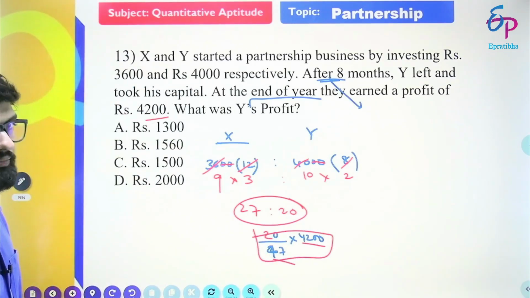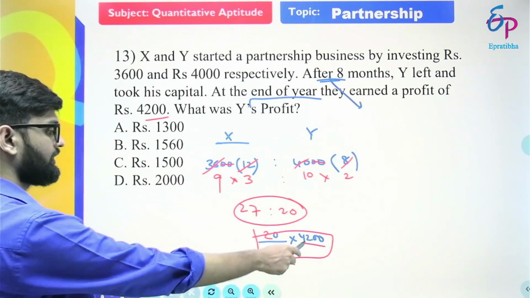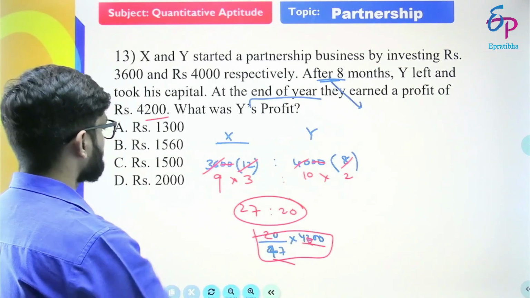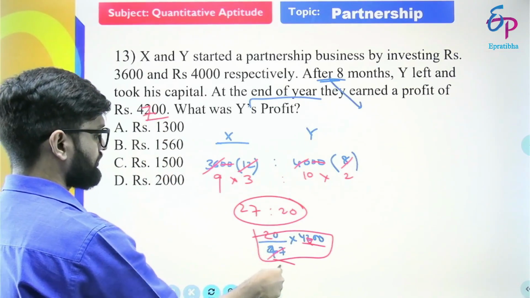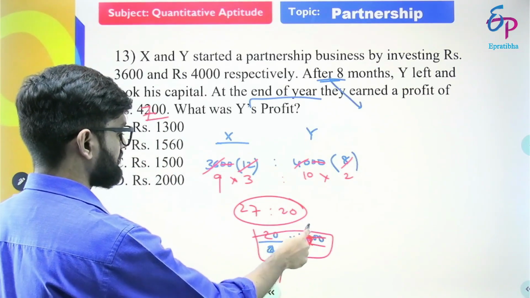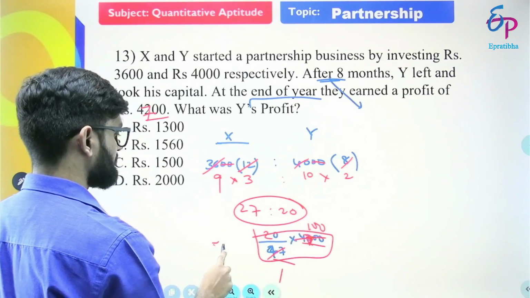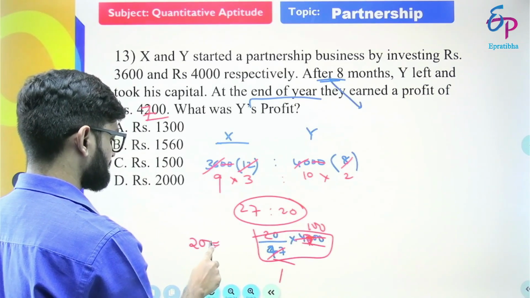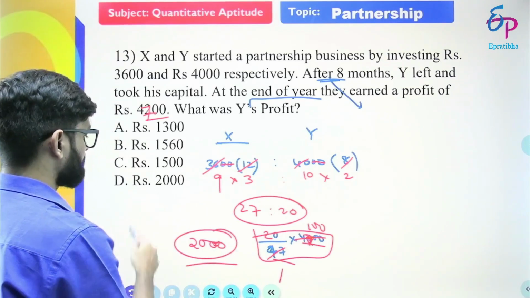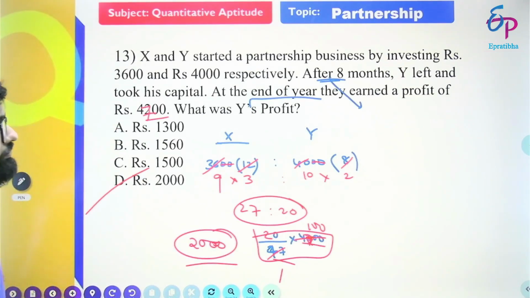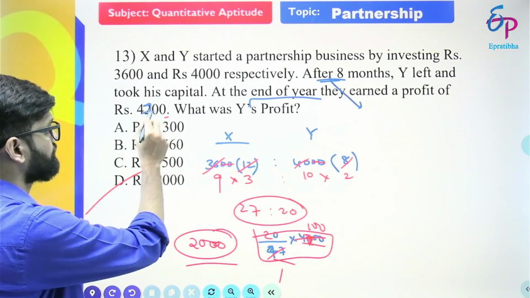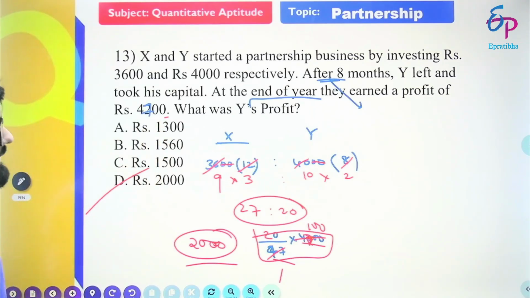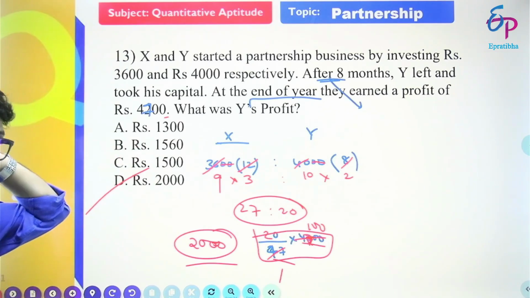The question is wrong. If I take this as 47, the answer should be 2000. Take this one as 47 then. 41 7 ones are 47 hundreds are. So the answer is 2000. Maybe this got printed wrong. I don't remember the actual question. This got printed wrong, I guess.